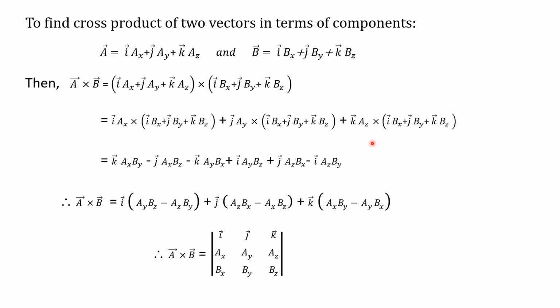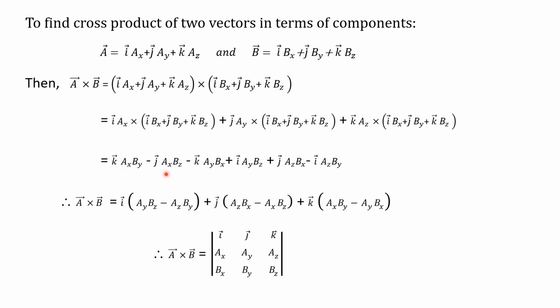Now simplify the third term. k Az cross i Bx. k cross i is plus j. Therefore, we write vector j Az Bx. Then k Az cross j By: k cross j is minus i, so minus i Az By. Third term, k Az cross k Bz: k cross k is 0. Therefore, that term is 0. The first two terms are the result of the first term, then minus k Ay Bx plus i Ay Bz is the result of the second term, and the last two terms are the result of the third term.